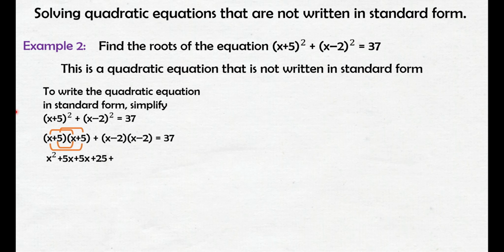Plus, yung isa naman, x times x is x². x times negative 2 is negative 2x. Negative 2 times x is negative 2x. Negative 2 times negative 2 is 4. Equals 37. And then, add natin yung mga similar terms.